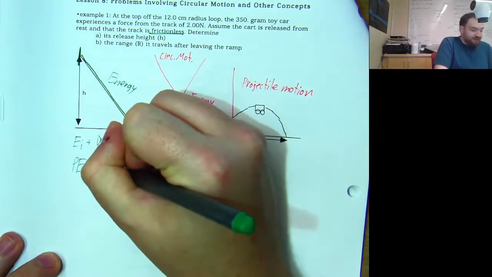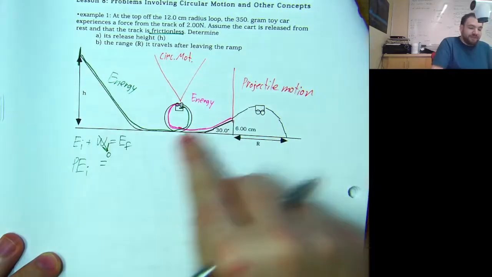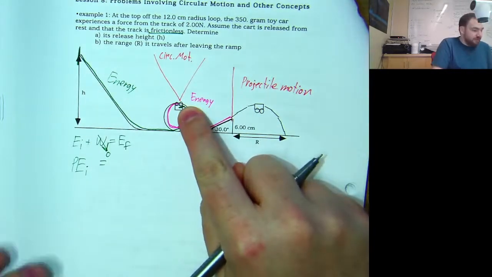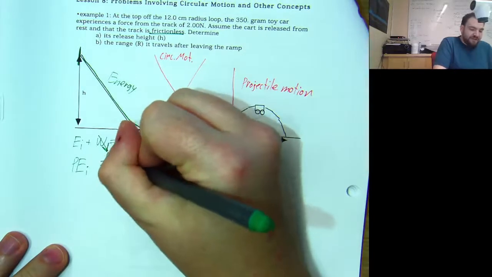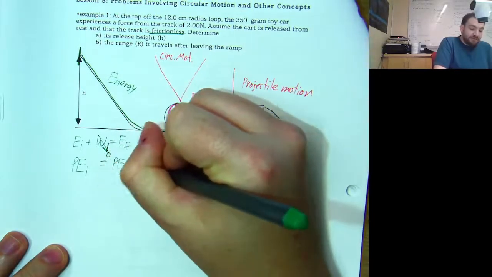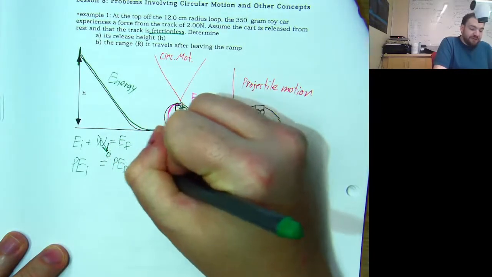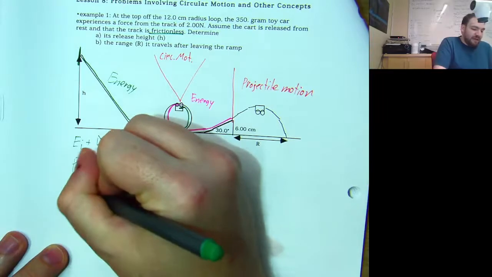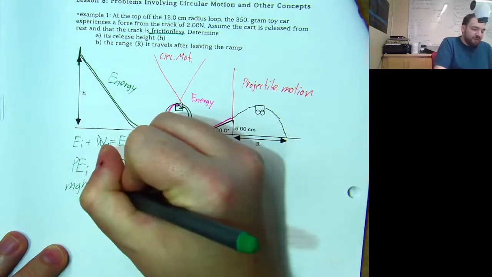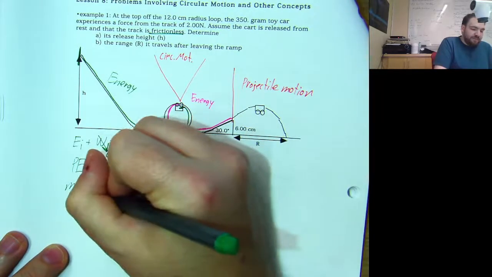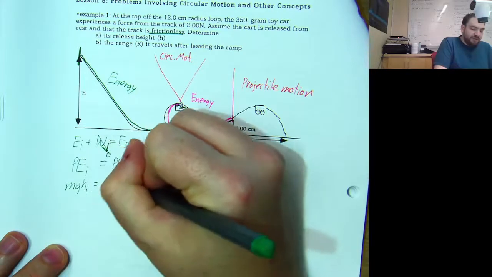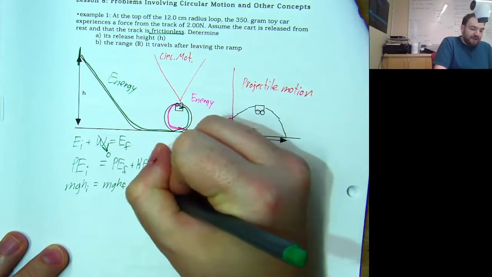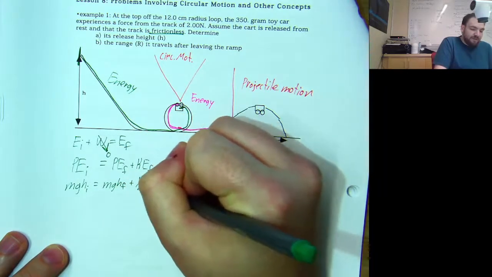So my initial potential energy is going to equal what if I'm going all the way to the top of the loop here? Yeah, my potential energy final plus my kinetic energy at the end. So let's keep plugging this thing in. PEi is going to give me mgh initial, that's going to equal mgh final plus 1/2 mv final squared.